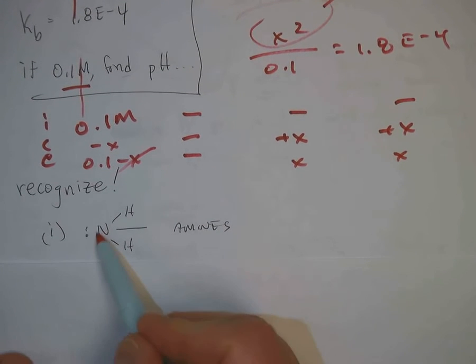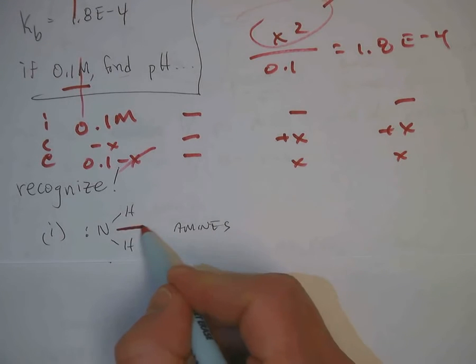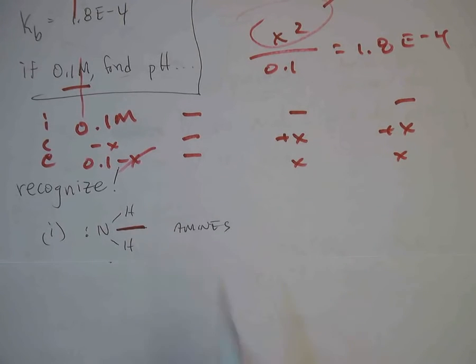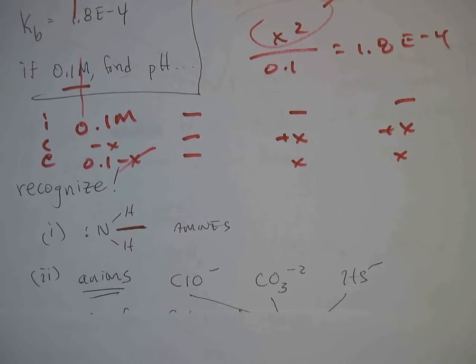Amines, remember, are things that have a nitrogen with an unshared pair of electrons, and then this nitrogen is connected to something. Obviously, it can be connected to hydrogen, and it's called ammonia. But if it's connected to a carbon chain, it can still act basic.